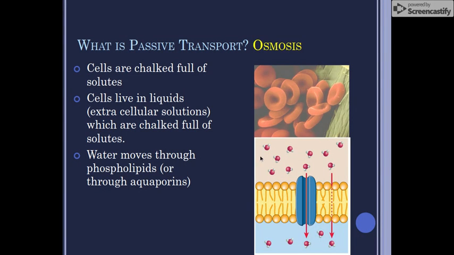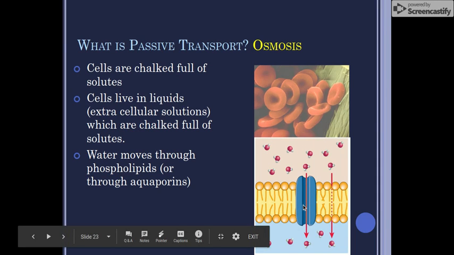And we've got a couple of ways that we can do this. Water can move directly through the plasma membrane because it's a really small molecule. But we've also got these aquaporins, these channels that will help water move more easily into and out of the cell.